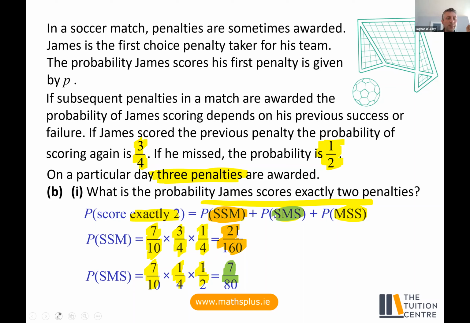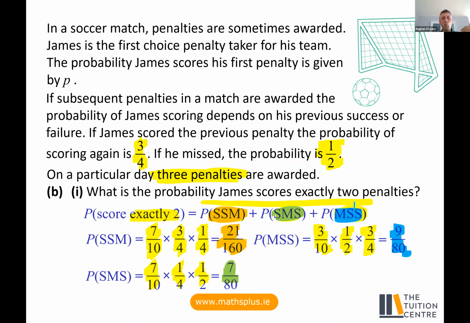The probability then that he misses the first, scores the second, and scores the third: the probability of him missing the first is 3 over 10. That's 1 minus 7 over 10. If he misses the first, the probability of him scoring the second is only a half. But if he scores the second one, the probability of him scoring the third is back up to 3/4. When you multiply those together, you get 9 over 80. So 9 over 80, and that is your third situation here.